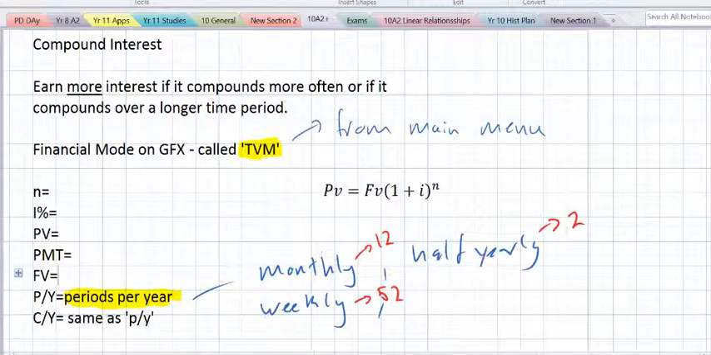Now, future value, FV. We assume it's not a leap year, so if it says daily, you go 365. Future value, FV, is the amount you have at the end. Payment is always 0. Present value is how much you have at the start.